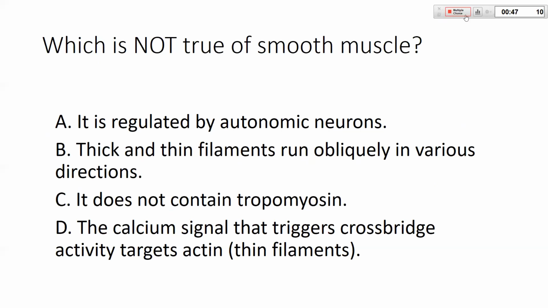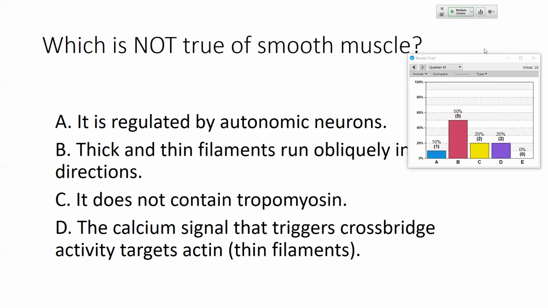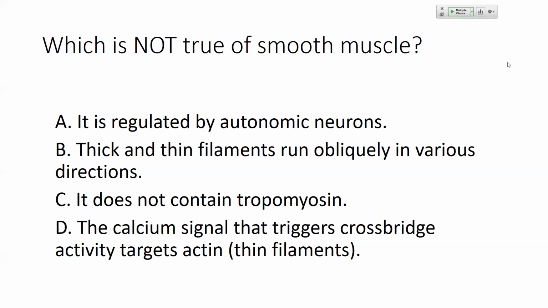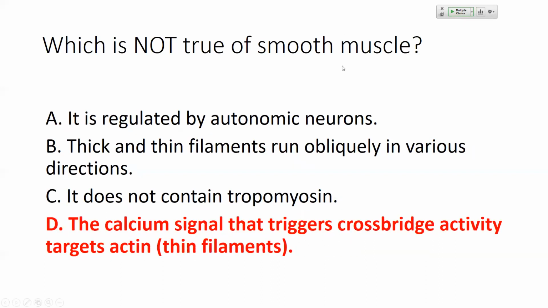Okay, so quite a few people said B, which is not correct. I don't want to confuse you, but it's not correct because it's correct. Right, so B is a true statement. So the answer here is D.